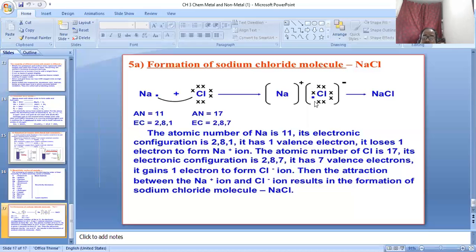Okay, and when these types of acidic oxides react with or dissolve in water, they form acid. So suppose CO2 reacts with H2O, it forms H2CO3. H2CO3 means carbonic acid.